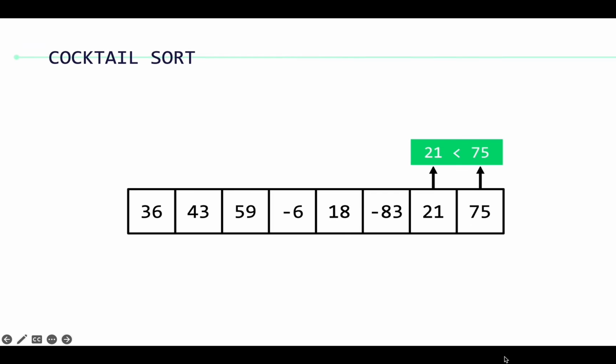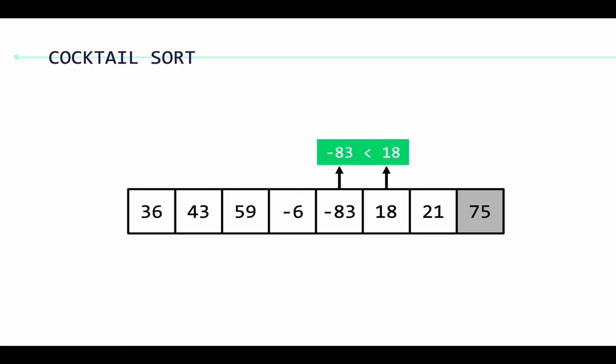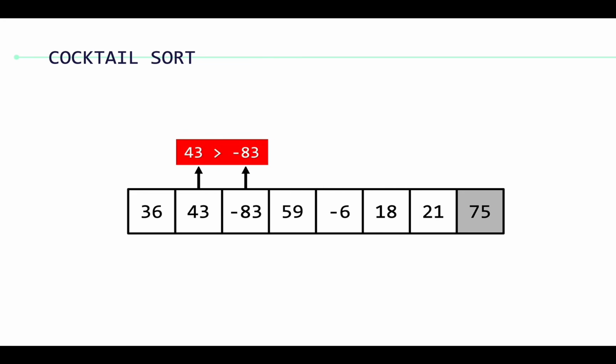Because of that, we don't need to check it anymore, so we narrow down the range of checking by 1, and then we go backward to do the checking again. So now we reach the start of the array, so we narrow down the range of checking by 1 again, because the element is in the right position. And we continue the process until the array is sorted.